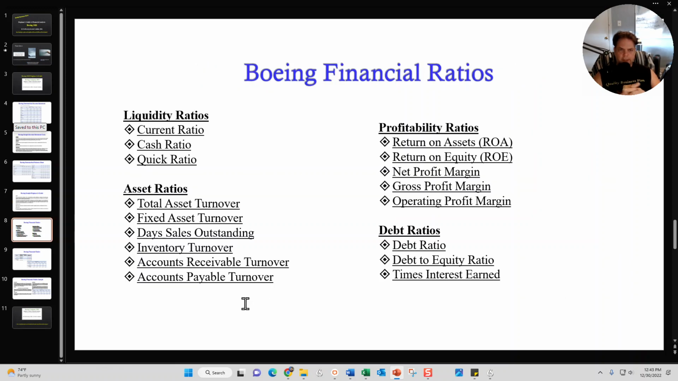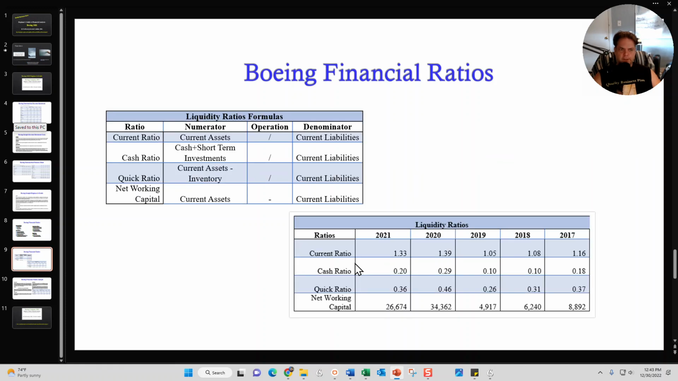The third section, which is a little bit more in depth than the previous two sections, is going to be the financial ratios for BOEING. I categorize the financial ratios into liquidity ratios, asset ratios, profitability ratios, and then debt ratios. For each one of the categories, I'll identify important financial ratios within that category. For example, liquidity ratios. Important ratios would be your current ratio, your cash ratio, your quick ratio, and then your net working capital.